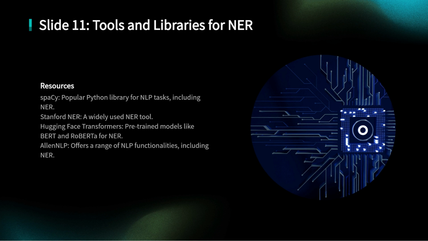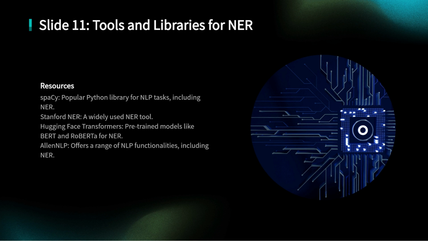There are many popular tools and libraries available for implementing NER. spaCy, a fast and efficient NLP library in Python that provides pre-trained models for NER across many languages. It is highly customizable and is commonly used in production systems. Stanford NER, a Java-based tool developed by the Stanford NLP Group. It's one of the older and more widely used systems for NER, featuring models for multiple languages.